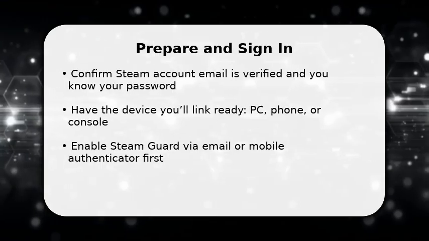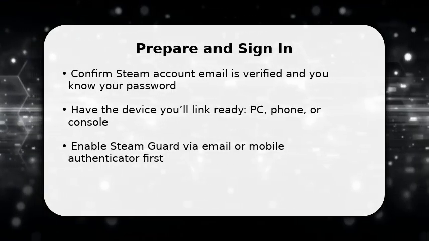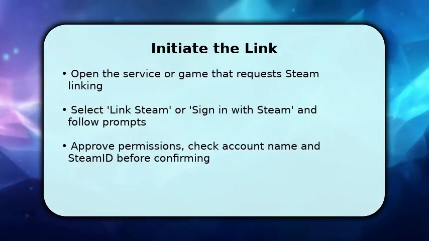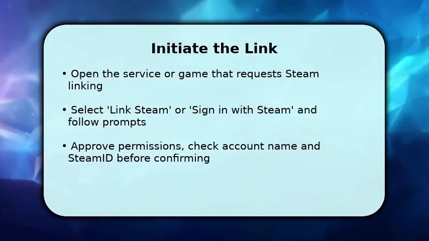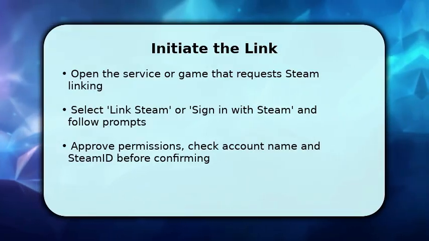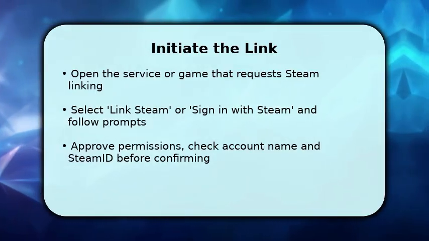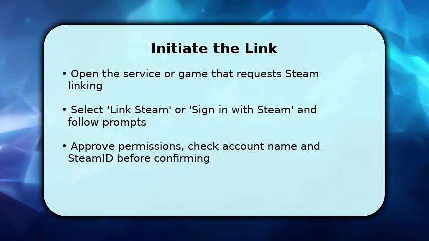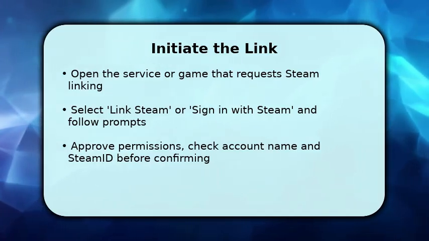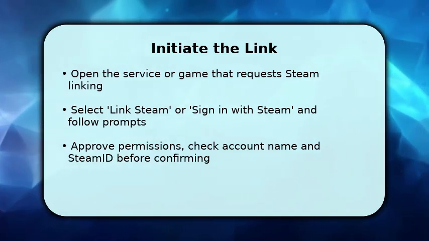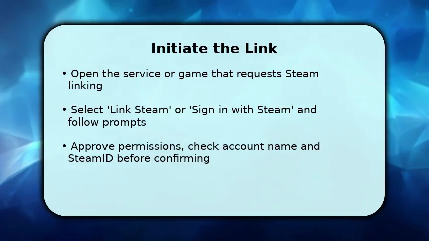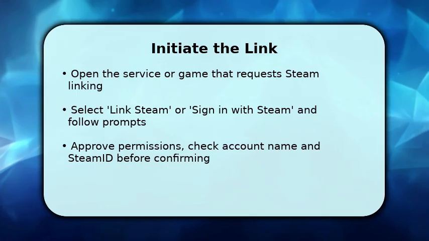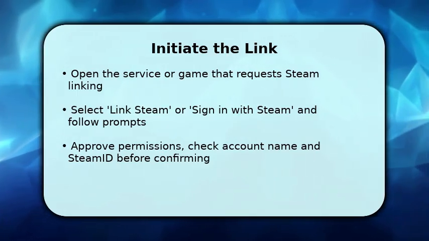Now that authentication is ready, proceed to the account linking interface. Once done with SteamGuard, go to the service or game and choose Sign In with Steam. This starts the OAuth flow. You'll be redirected to Steam's permission screen. Read the requested permissions, verify the Steam account name and Steam ID shown, and then click Allow. Make sure you approve via the Authenticator or email if prompted. This exchange grants the other service limited access, not your password, so it's secure.